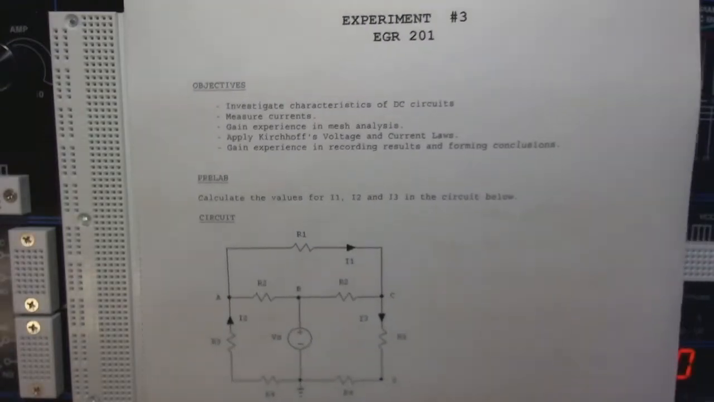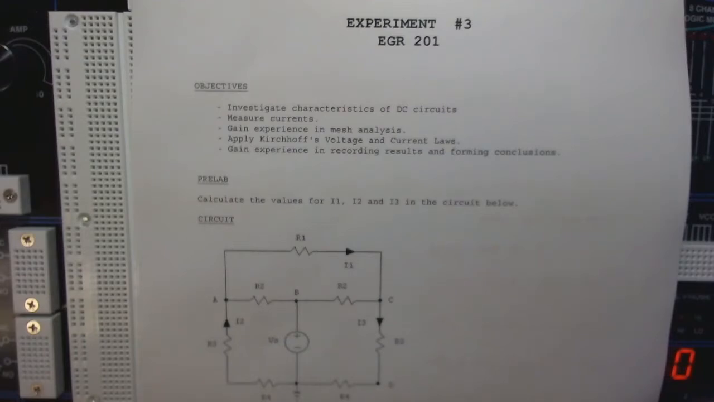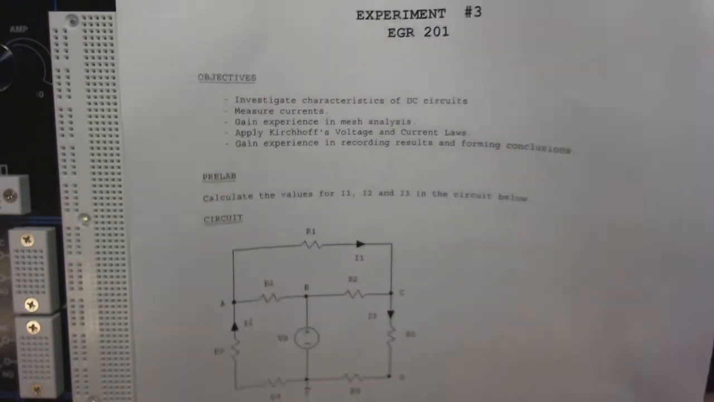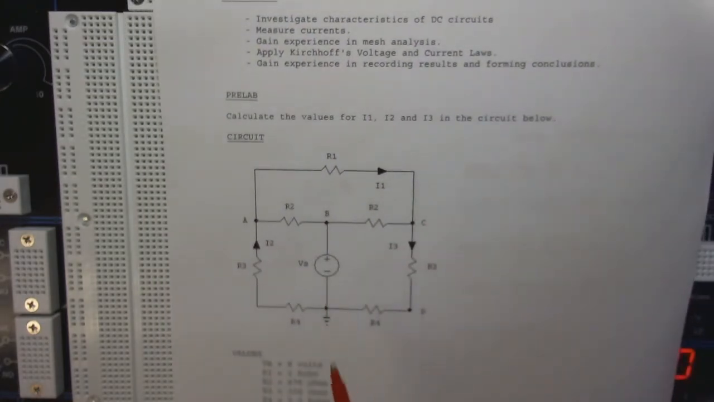So again, this is maybe a little bit hard to see, but you've got this in hard copy or should have it in front of you. Experiment number 3, we're going to be working on a circuit that looks like this, and you're going to get to practice our mesh analysis on this, and also again comparing our measurements to our calculated values and so forth.